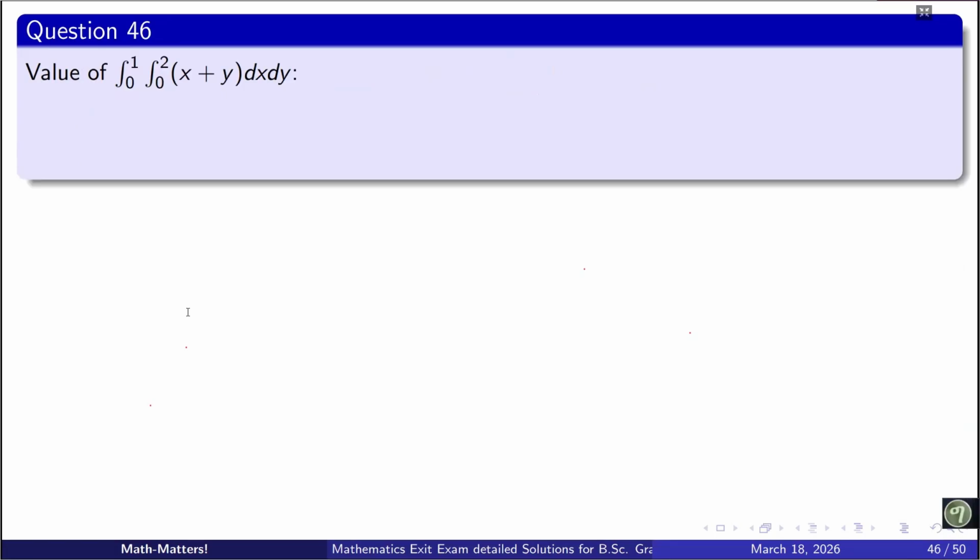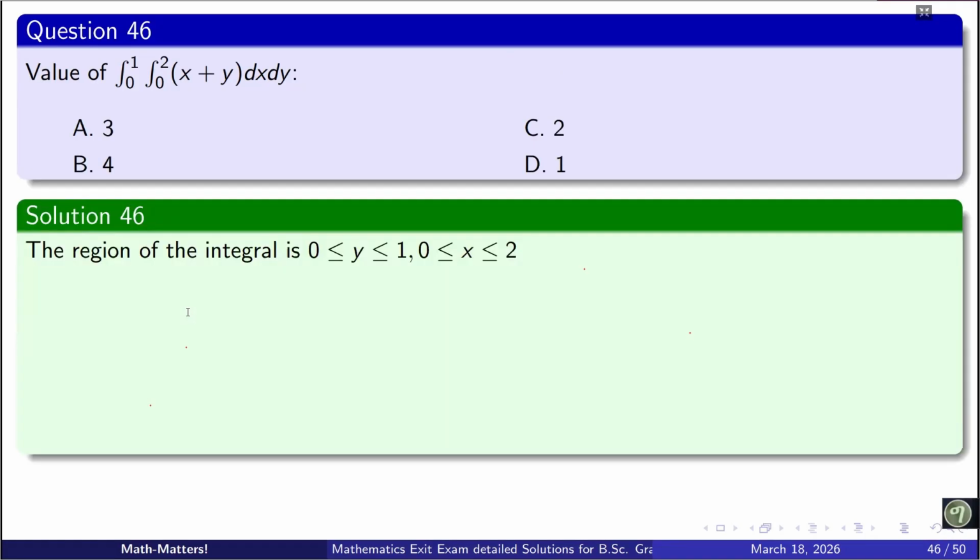Next, the value of the double integral of x plus y dx dy could be 3, 4, 2, or 1. Using step-by-step integration, the region of integration is x from 0 to 2 for the inner variable, and for the outer variable y, 0 less than or equal to y less than or equal to 1. Therefore, now let's integrate step by step.